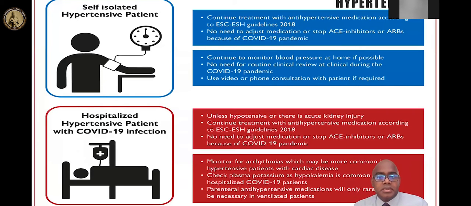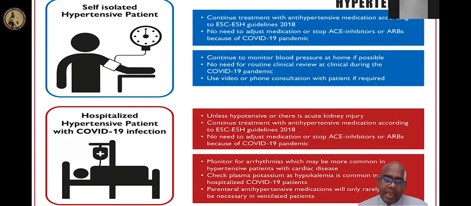Hypertension is another presentation in this COVID era, where patients will be self-isolated hypertensive patients, home-based treatment patients, or hospitalized patients. Now, in the GP setting, what you have to do is always do teleconsultations or mobile phone mediated consultations with stable patients and ask their blood pressure. And there is no need to stop their ACE inhibitors or ARBs simply because of COVID.